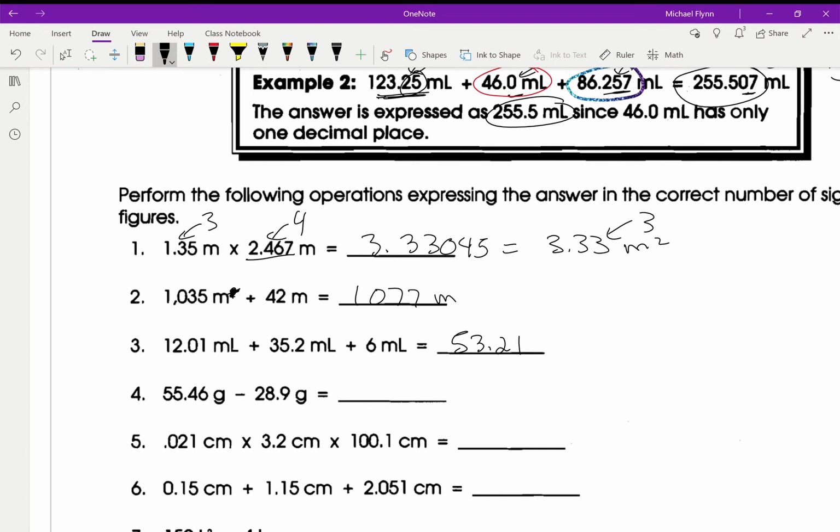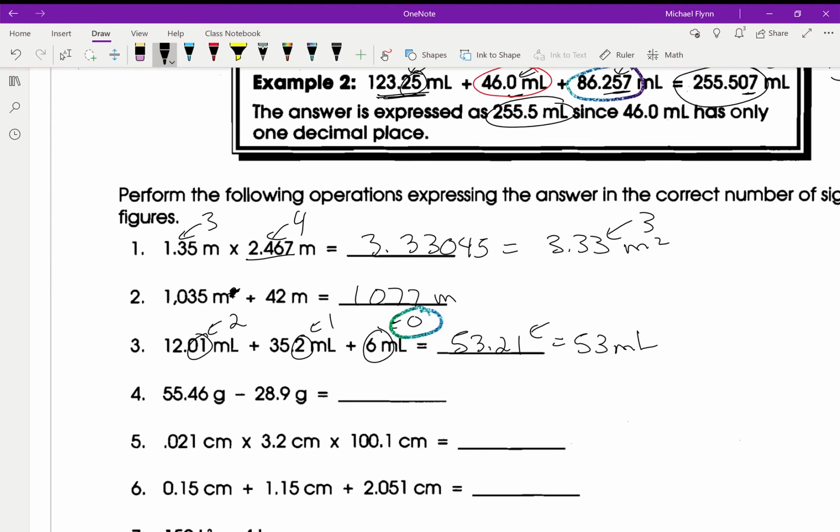But this has 2 decimals, this has 1, and this has no decimals. So therefore, I have to go by my limiting factor when you're adding and subtracting. That has no decimals, and so I must round my answer so it has no decimals. So that would round off to 53. Okay, and the unit stays the same when you're adding and subtracting.